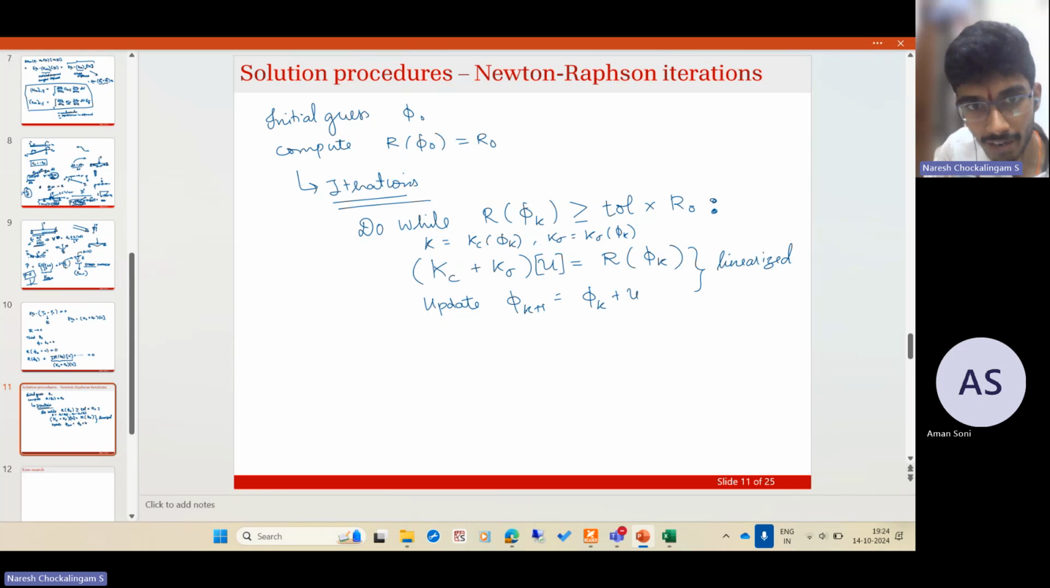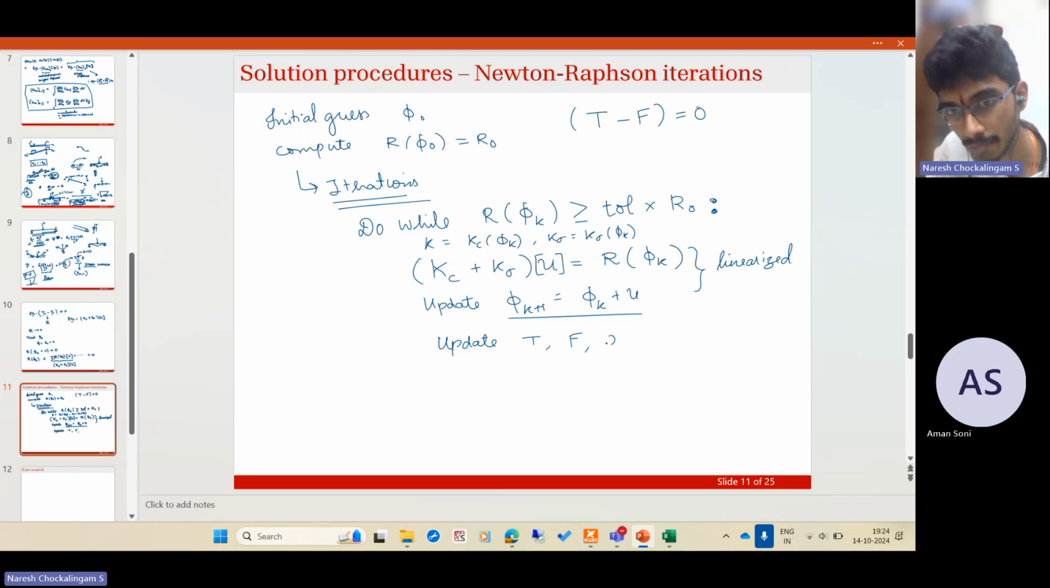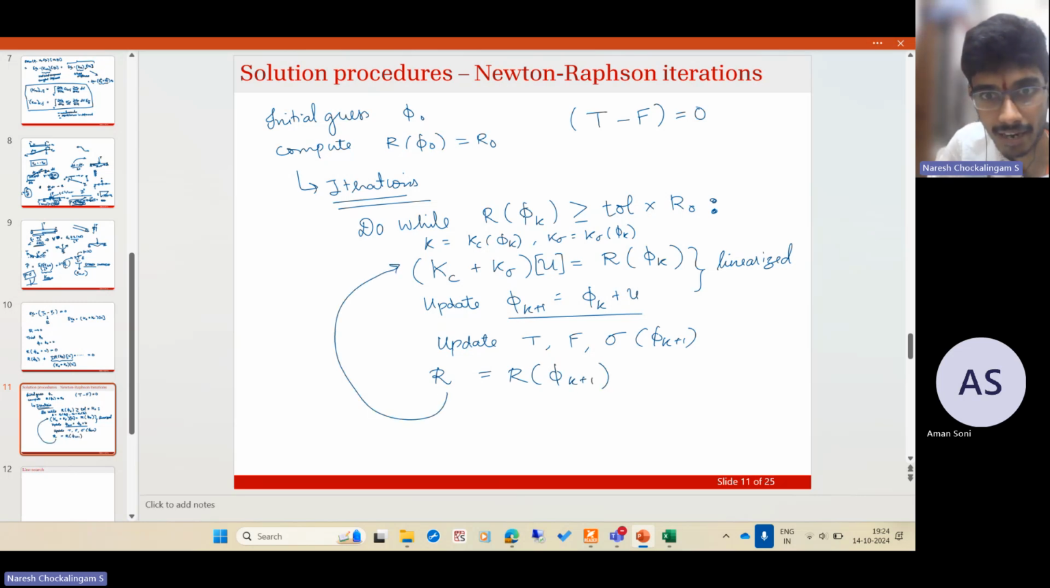But this is not enough. You have to recompute everything else. Now that this is the current configuration, remember our equation is t minus f equal to 0, which is what we want to satisfy. So as a next step, we update t, f, and sigma, because sigma gets into calculating K, everything as a function of phi k plus 1. Then the next step is to compute the residual r of phi k plus 1. At this stage, you go back and check whether it has converged.